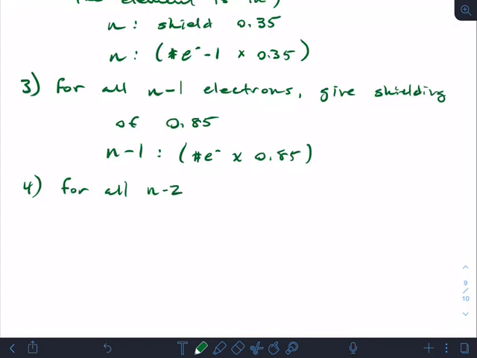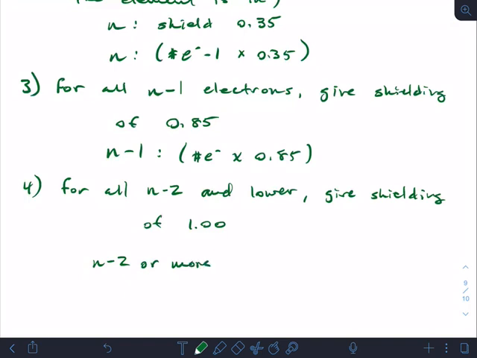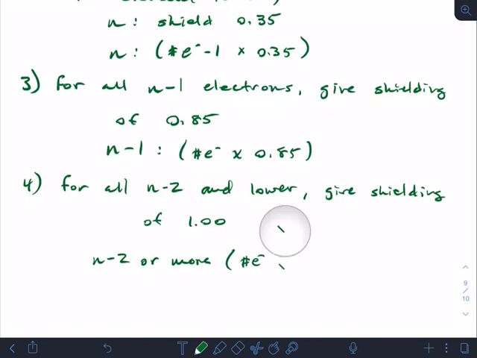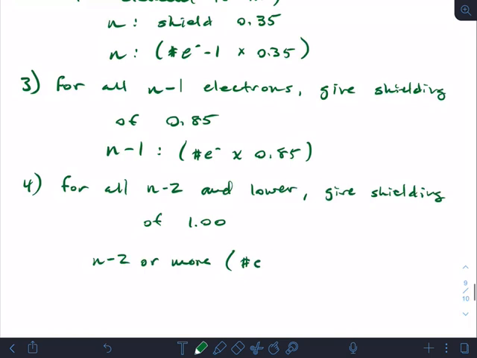Part 4, I hope you're all taking good notes on this. For all the n minus 2 and lower, give a shielding of 1. So for n minus 2 or more, meaning n minus 3 or n minus 4 or more, we say number of electrons times 1.